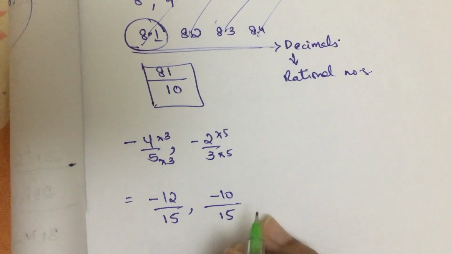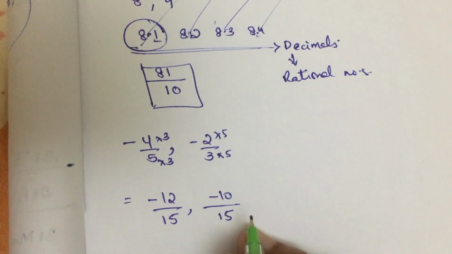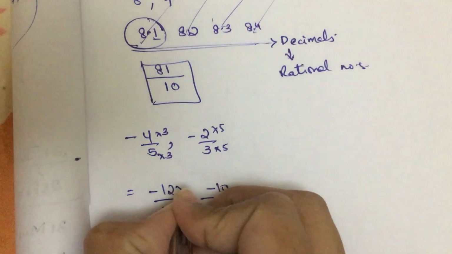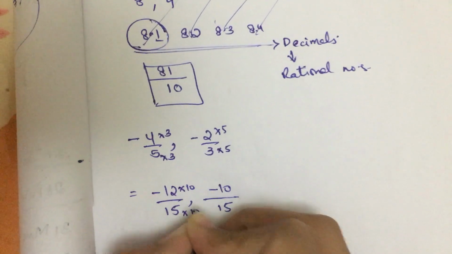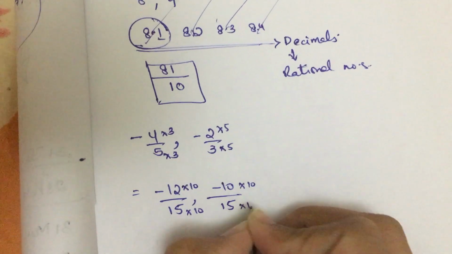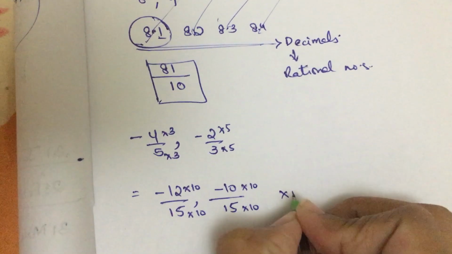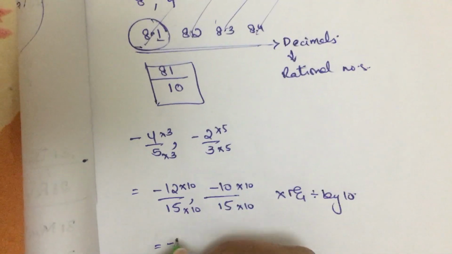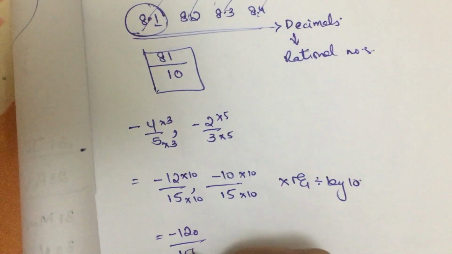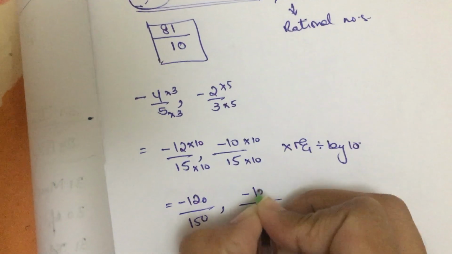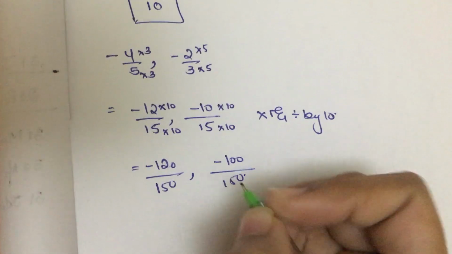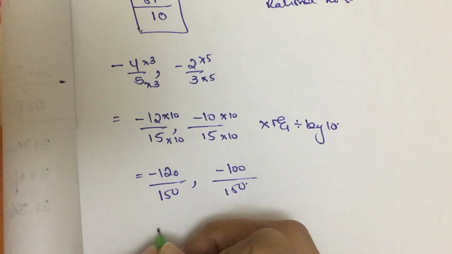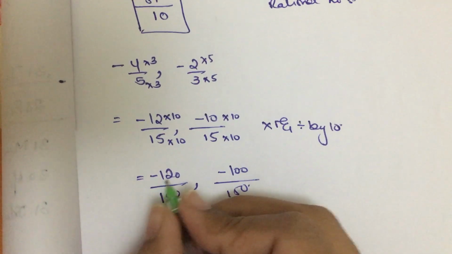Denominators are the same now, but still we are not getting enough numbers in between them. So I'm going to multiply by 10 everywhere. That means I am multiplying and dividing by 10. So that becomes 120 upon 150, and this becomes minus 100 upon 150. So now how many numbers can I get? I can get numbers from 100 to 120.